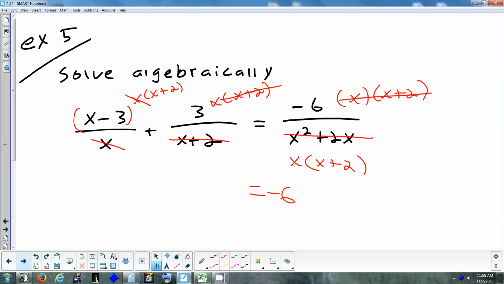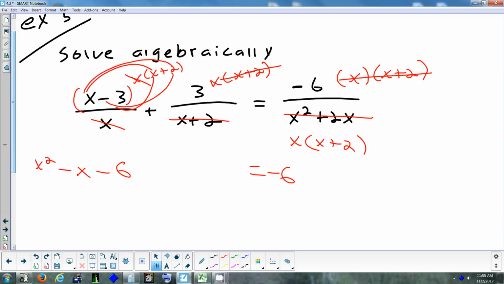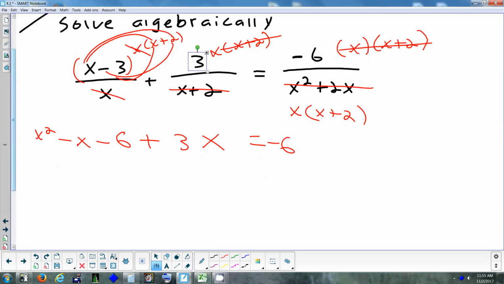It's negative 6. Okay, the left-hand side, the first part is FOIL. X times x gives me x squared. What's x times 2? 2x. Take away 3x. Negative x. And negative 3 times 2? Negative 6. So I get x squared minus x minus 6 plus 3 times x, which is just 3x. Any question on that?